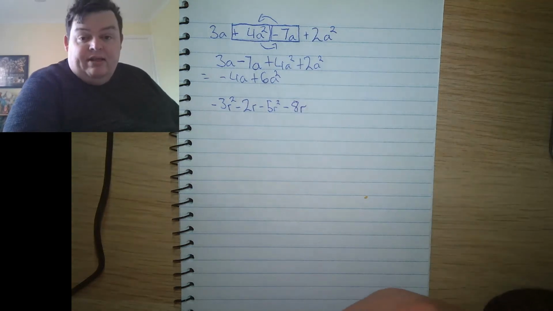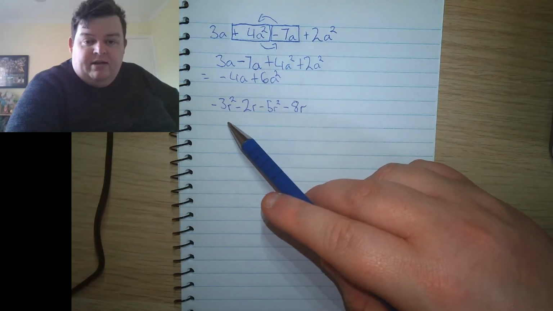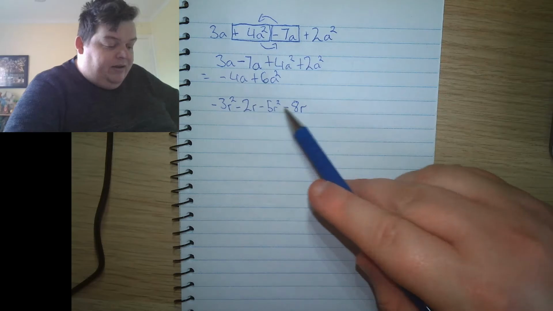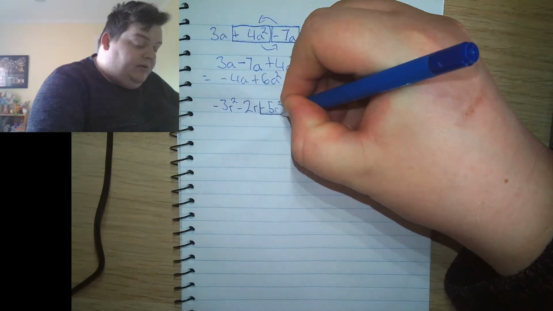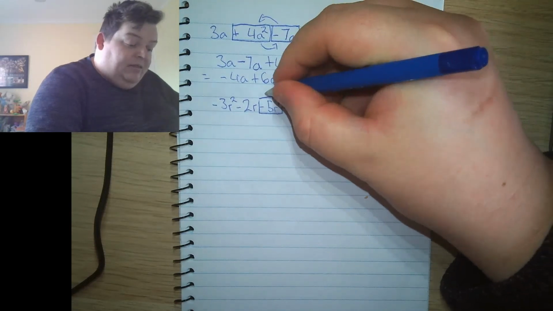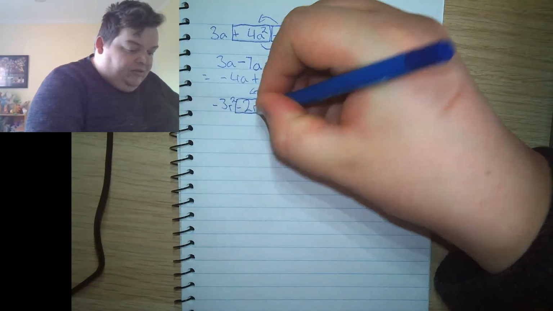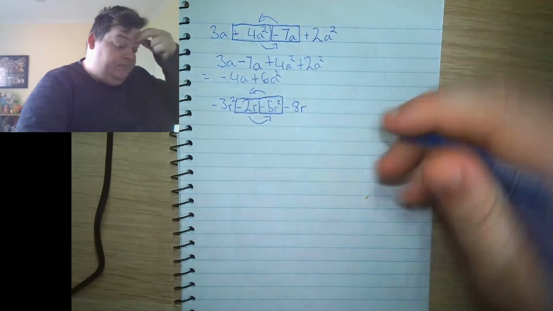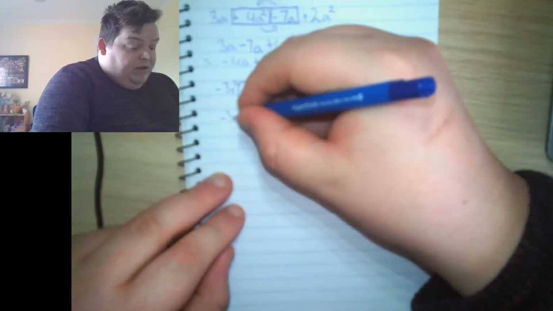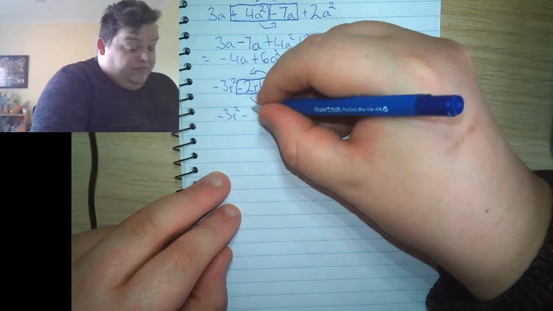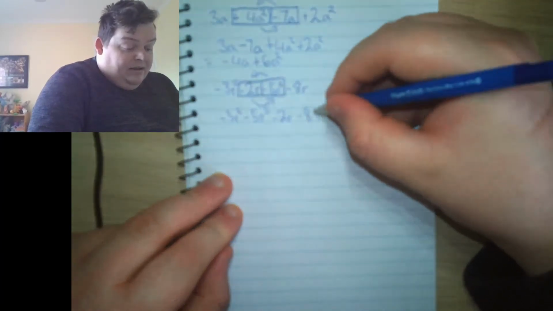Alright, let's try the last one, because the last one's a bit of a challenge. So again, I'm going to identify which are the like terms. So there's r squared and r squared, there's r and there's r. I'm going to move these two around, making sure that I'm taking the sign with me. Not that it matters because they have the same sign anyway, but it's just good practice. Okay, so we have negative 3r squared minus 5r squared minus 2r minus 8r.